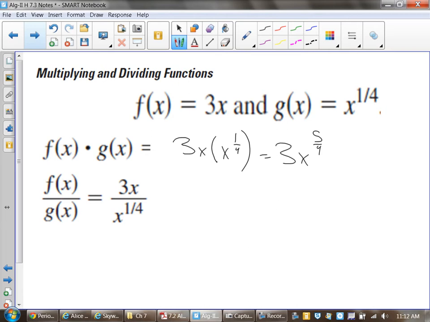Yeah, because then you have an exponent of x to the 1 and 1/4. Albeit, you're right, it means the same thing, but I'm trying to get you guys to stop doing that. Same thing with division.